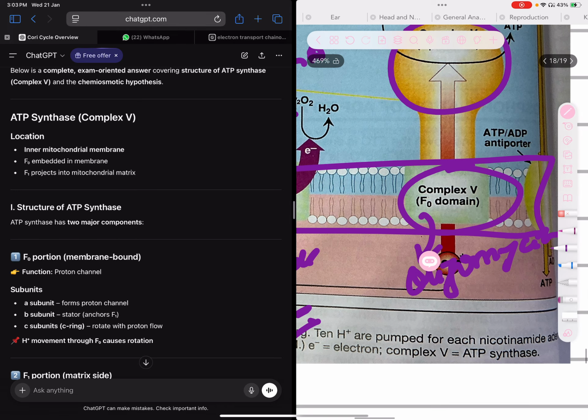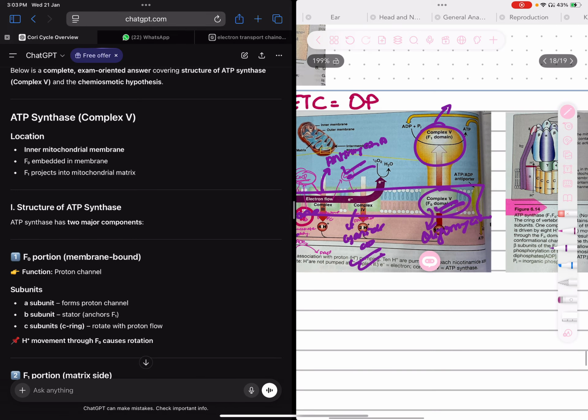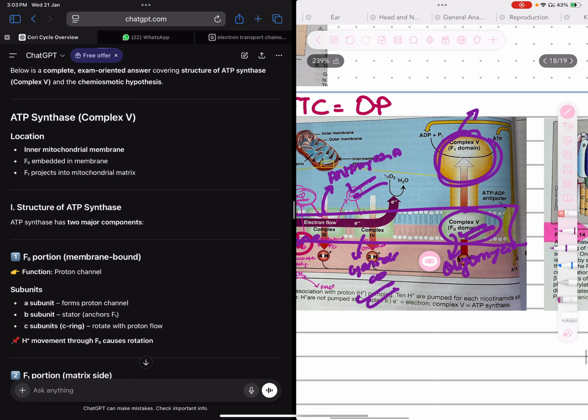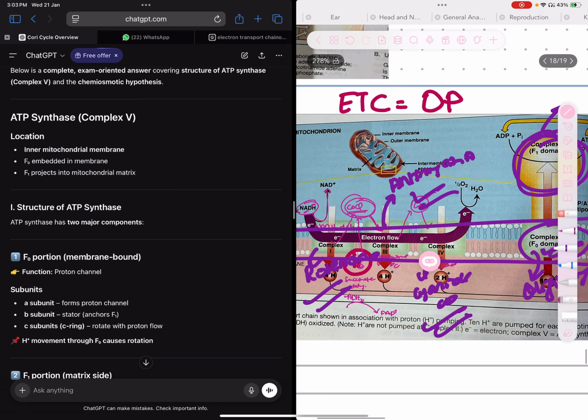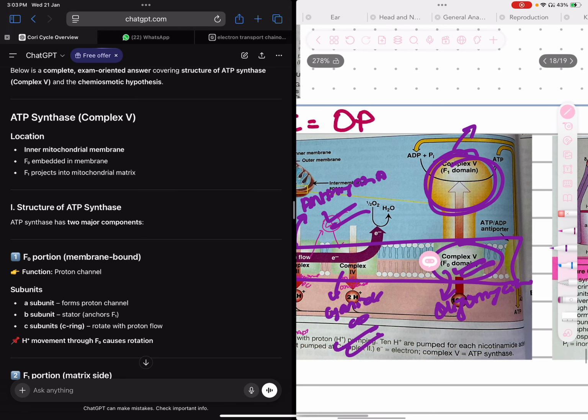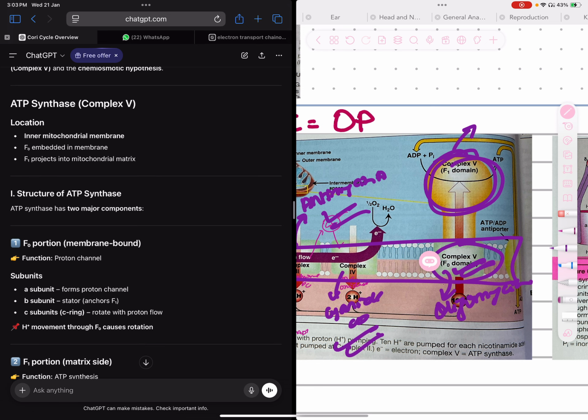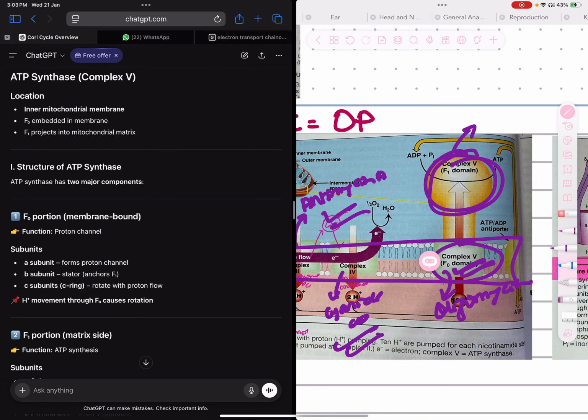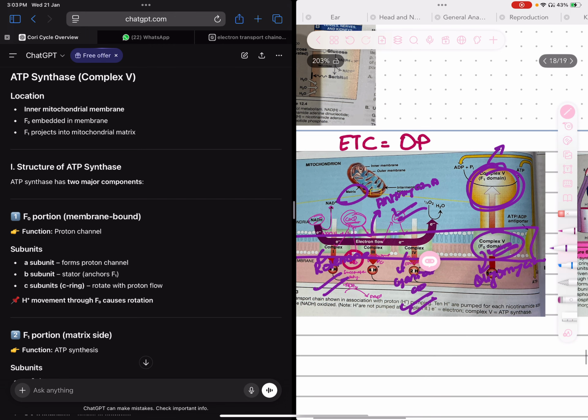So in the inner mitochondrial membrane, you'll have the F0 domain, right? And the F1 domain is mostly in the mitochondrial matrix, or you can say it's extramembranous because it's definitely not in the membrane. So this is one thing that you need to understand. So it has two domains. I hope that's clear.